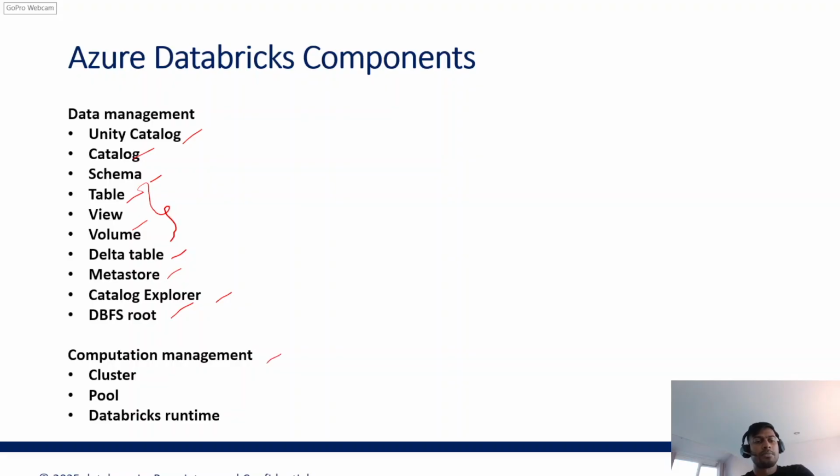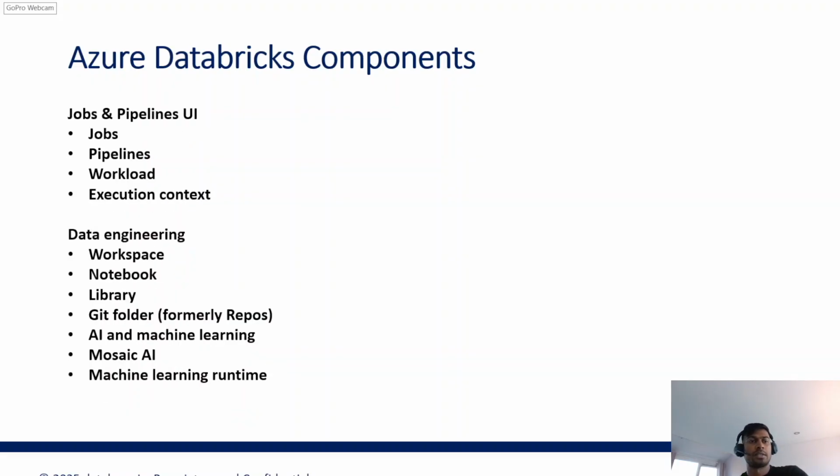And then you have computation management. This is where we discuss cluster, pool, and Databricks runtime. And then you have the jobs and pipelines UI. So you have jobs, and then you have pipelines, workload, execution contexts. We will discuss context. And then you have data engineering. Data engineering is like the workspace, right? So it is kind of an IDE for your development environment. There we have workspace, notebooks, and also libraries. This is where we also create wheel packages and deploy them to reuse the code. We'll also see that.